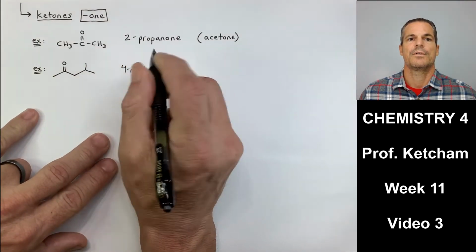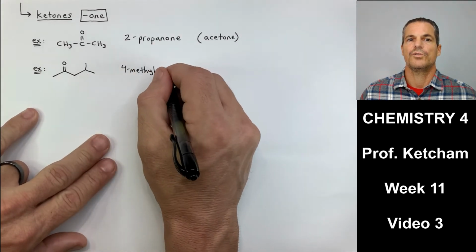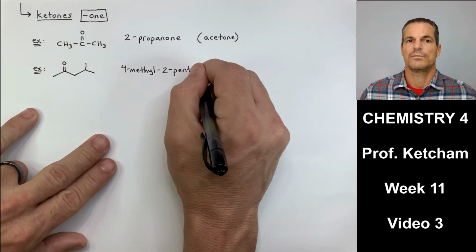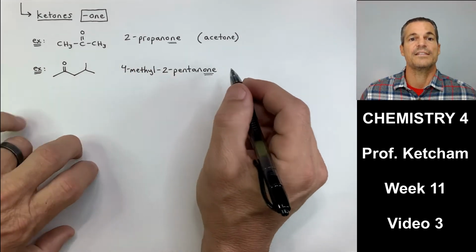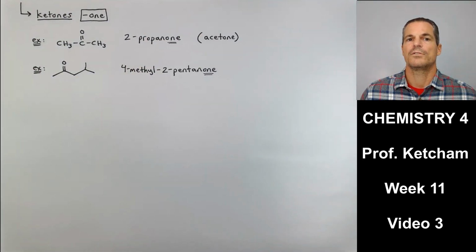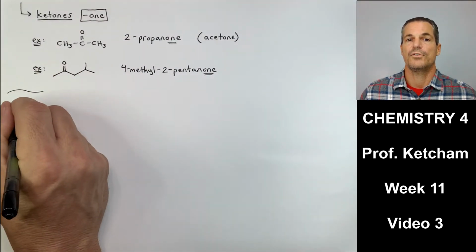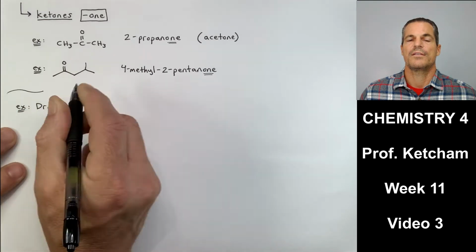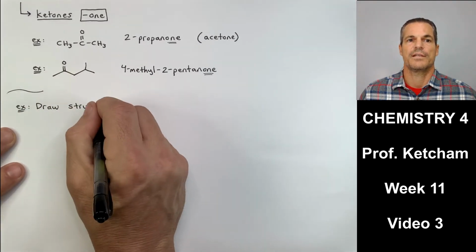Second example, 4-methyl-2-pentanone. So it's a lot like 4-methyl-2-pentane, but it's 4-methyl-2-pentanone, with the 2 representing where the ketone carbon is.